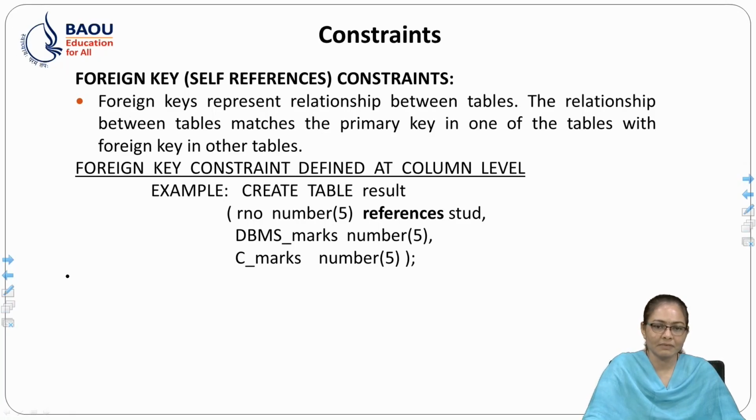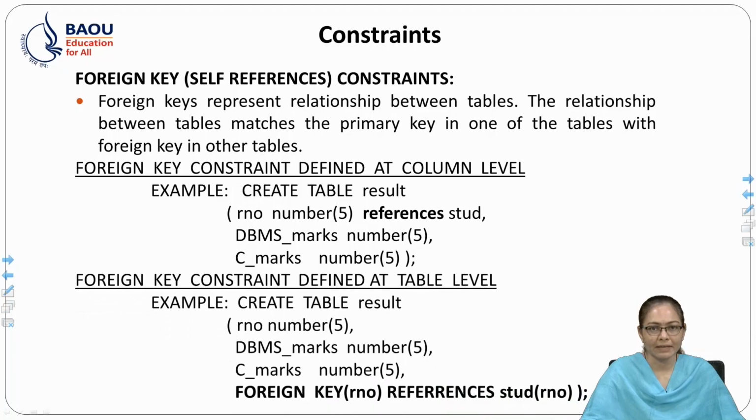Now, here we see the references student, comma, DBMS marks is another column, number and size is 5, comma, C marks is a column, number 5. Now, if we make the foreign key at column level, then the references keyword is used.